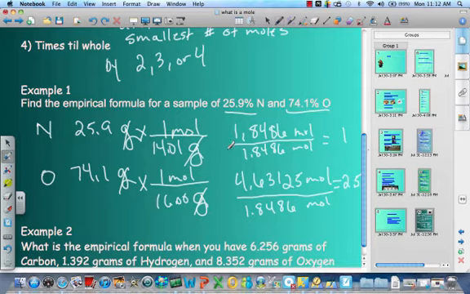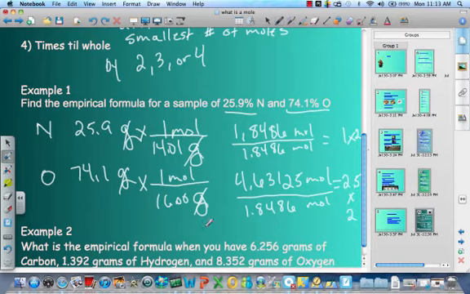So 2.5 times 4 won't give me a whole number, or well, it will, but it'll give me a bigger number. 3 will definitely not give me a whole number, but if I multiply it by 2, it will give me a whole number. So let's go ahead and do that. Let's multiply both of these numbers by 2.